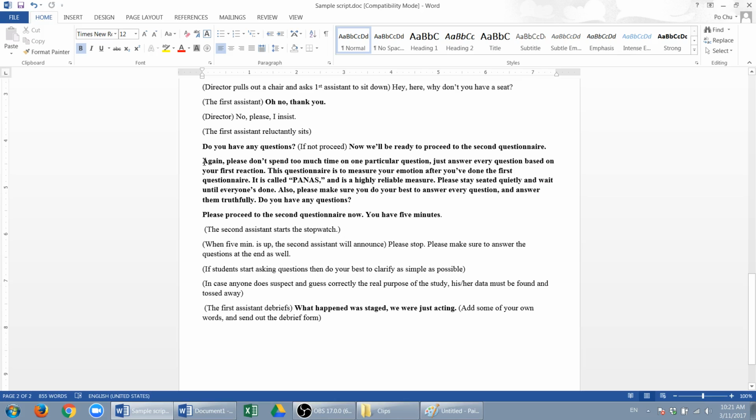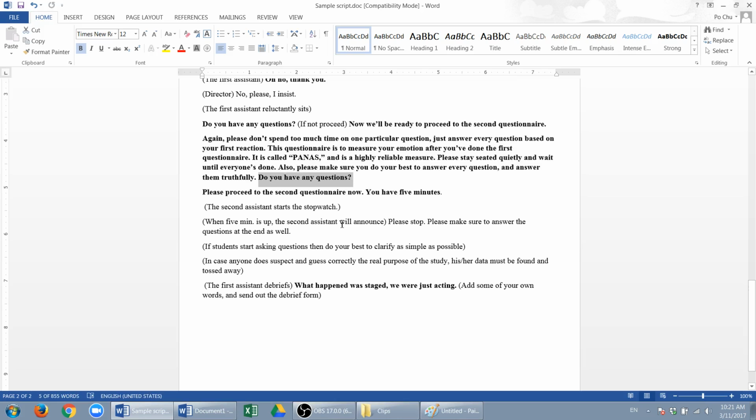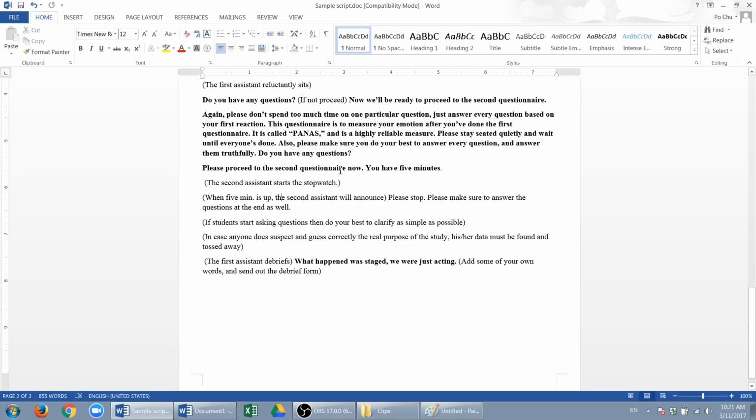Now we're ready to proceed to the second questionnaire, which is measuring emotion. Again, this is just to explain what that measure is. If you're interested, pause and take a look. Do you have any questions? Then please proceed to the second questionnaire now, and we have 5 minutes, which is more than enough. Most people are done in like 2 or 3 minutes. And of course, the second assistant starts the stopwatch.